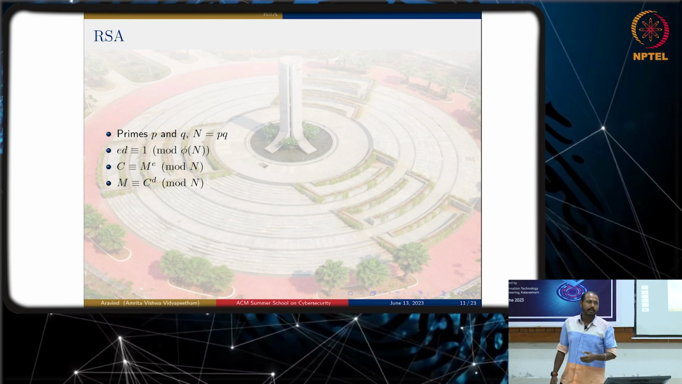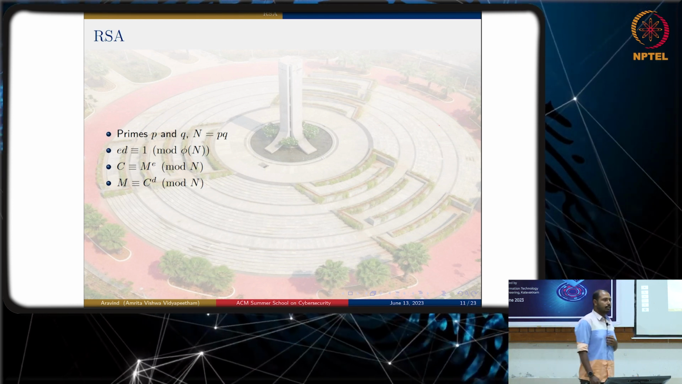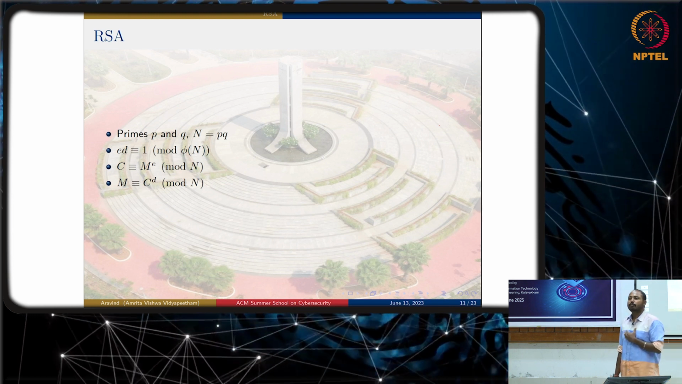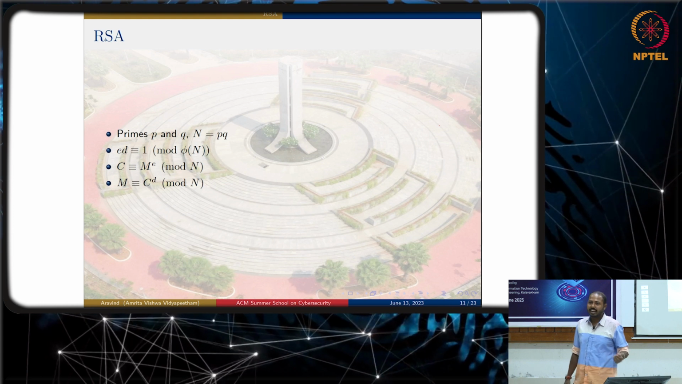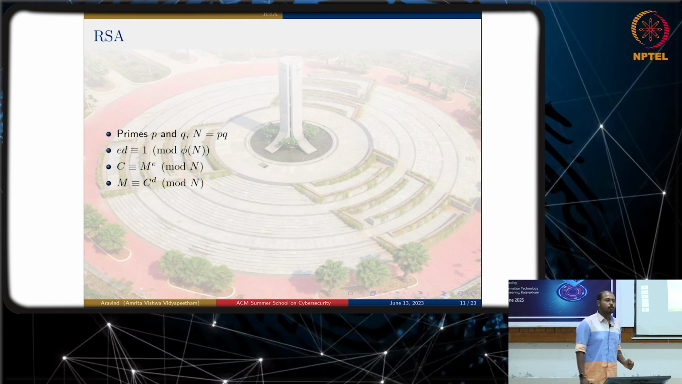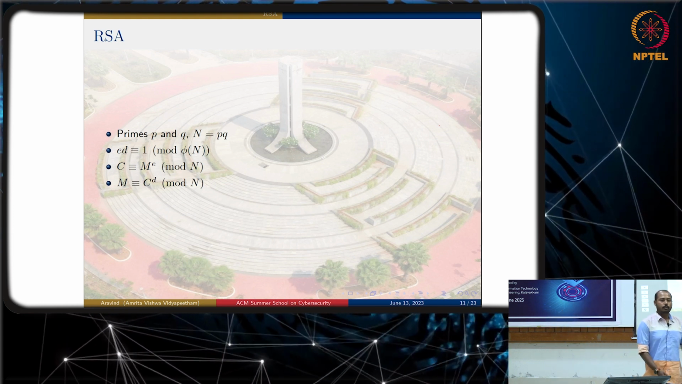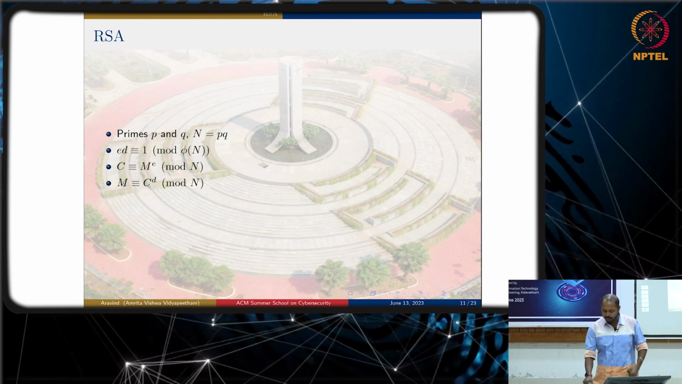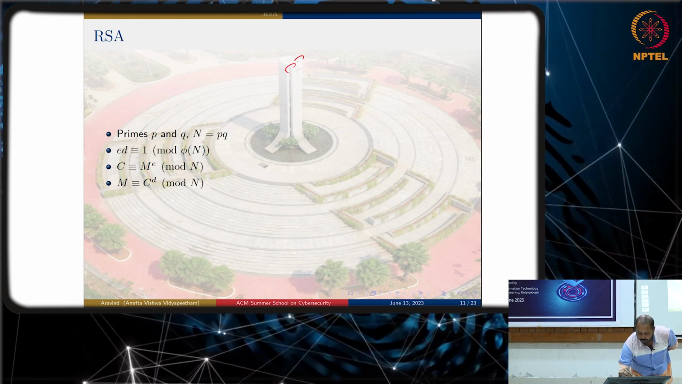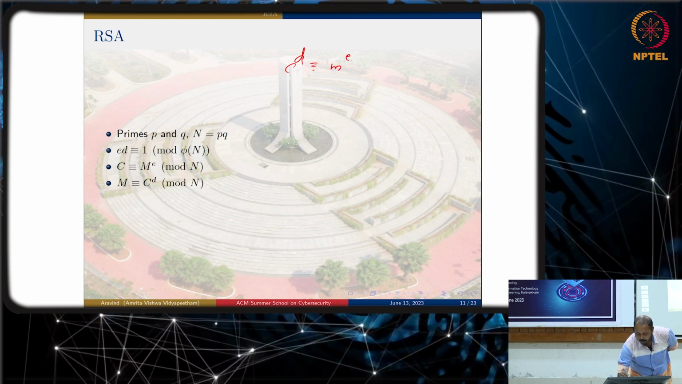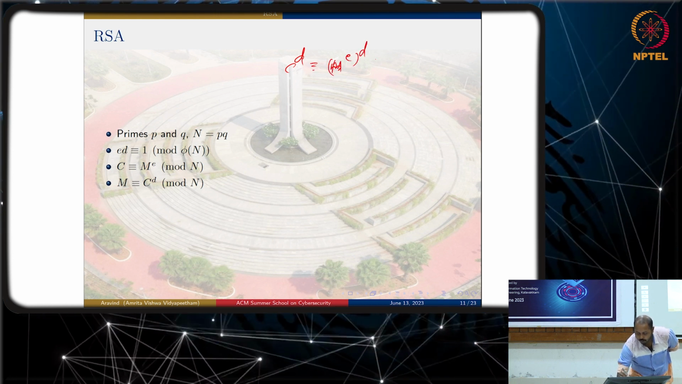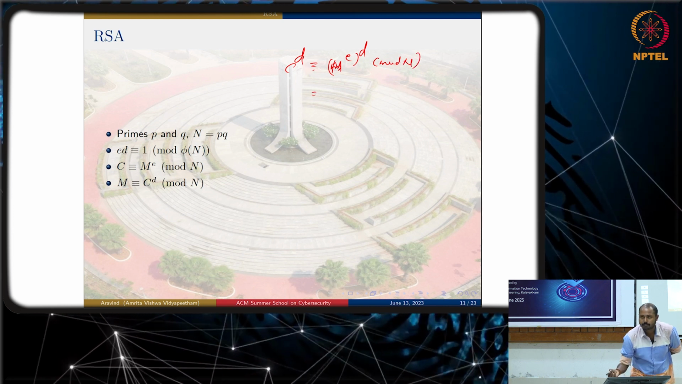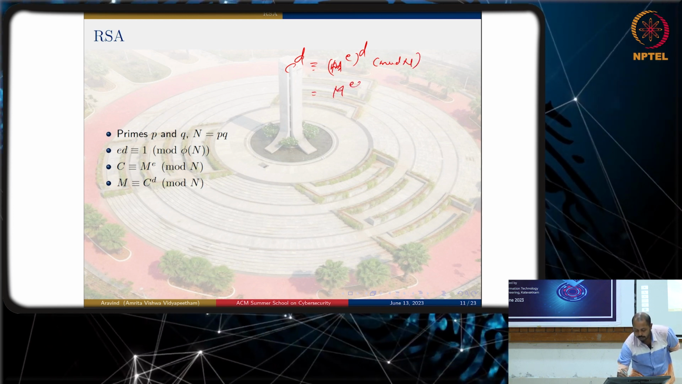And on the other hand, E will be public information. N and E will be public information, the capital N as well as the E value, whereas the private or secret information will be the value D. So the person who possesses the value D will be finding C power D modulo N. So what happens when we find C power D? C power D will be M power E the whole power D mod N, and that will be M power ED mod N.